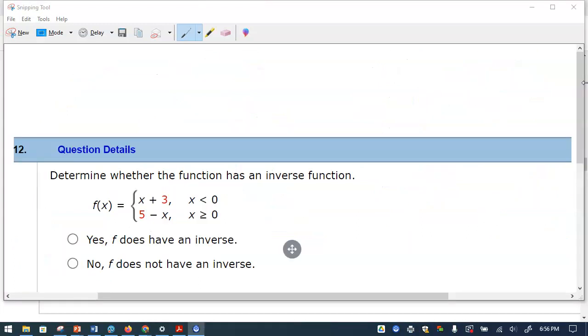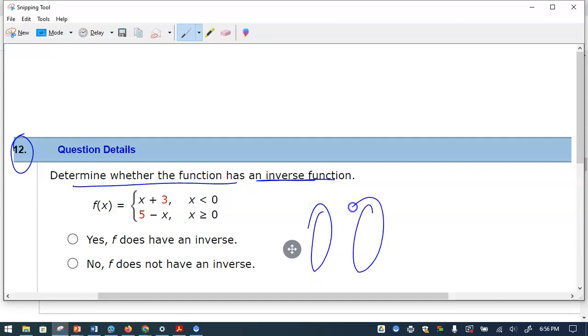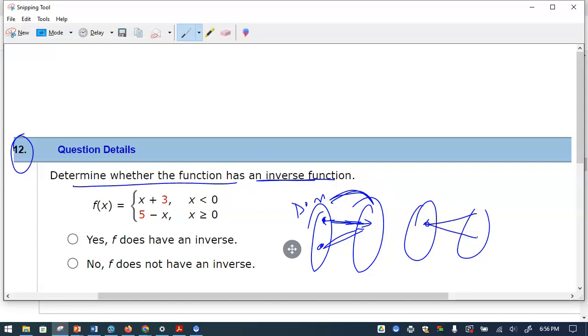Let's go to 12. So problem number 12 is check whether the function has an inverse. Remember, the inverse function is possible provided each of the x values from the domain has only one image. You can't have two of the x's going this way. When you interchange this, it should not be one going to two, then it's not going to be a function. That's what we have to check. Do two inputs give you one output?